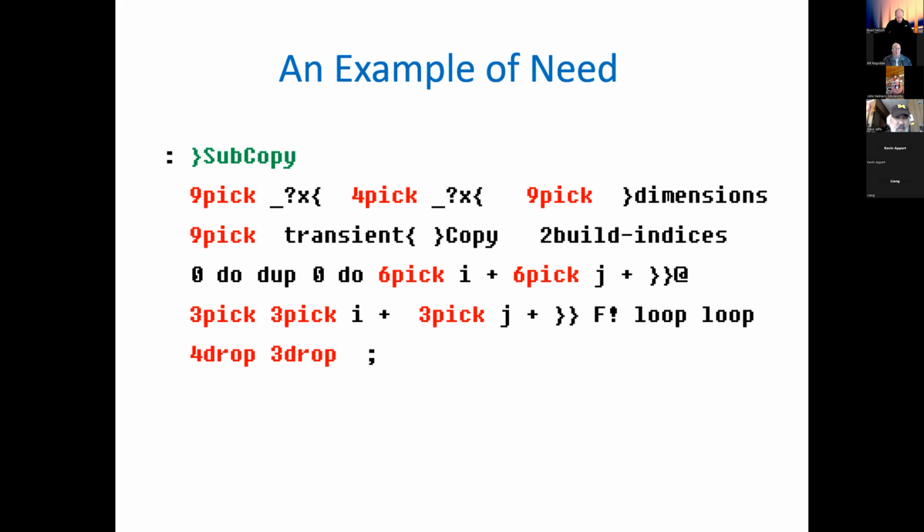So if those declarations were made, all of those picked things get replaced with a local name. And at the end, there is no need to do the 4 drop and 3 drop because the return stack and variables are automatically cleaned up at the end of every definition.